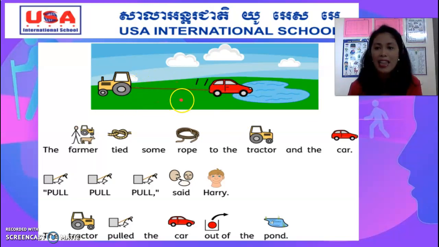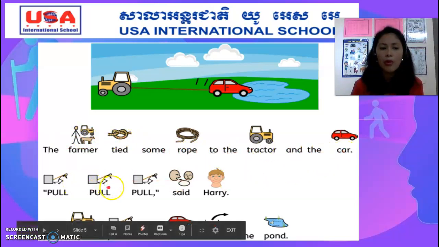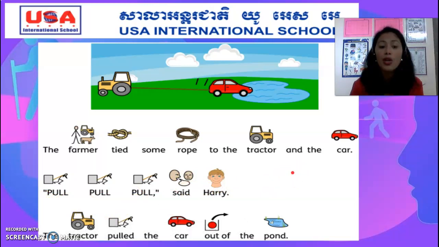All right, let's read the story one more time, and this time I want you to read with me. The farmer tied some rope to the tractor and the car. "Pull, pull, pull," said Harry. The tractor pulled the car out of the pond.